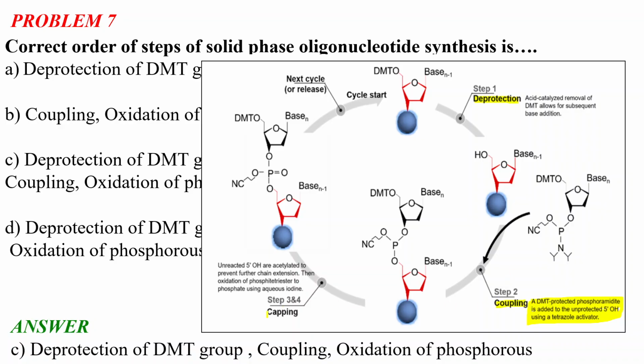Now the third and fourth steps are capping and oxidation. So what are these steps? The unreacted 5' hydroxyls are acylated to prevent further chain extension. Then the phosphotriester is oxidized to the phosphate using aqueous iodine. This is important: oxidation of the phosphotriester to the phosphate using aqueous iodine. So this is the oxidation of the phosphorus. As you can see, this phosphorus is now oxidized, and then comes the release and the start of the new cycle. Okay, so this is the oligonucleotide synthesis. That's how it happens, and this is also known as the phosphoramidite method.